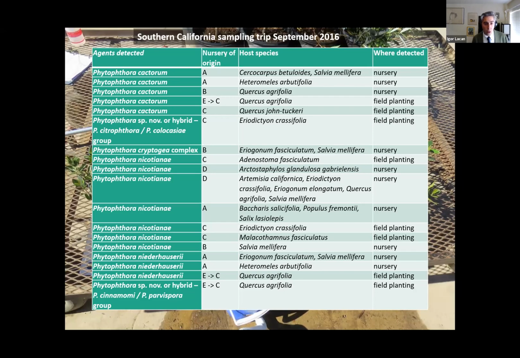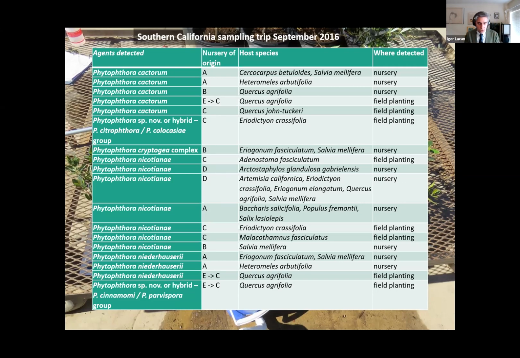And they detected a whole bunch of them. So the situation in Southern California is really not any better. It just hasn't been studied as much. So we had our usual horticultural situations. We have sudden oak death, and then we have these new Phytophthora in native plants.